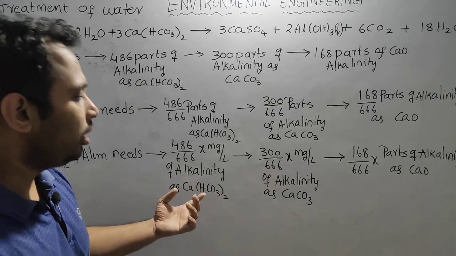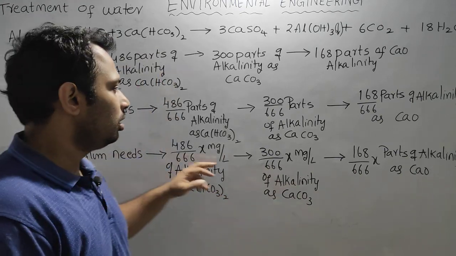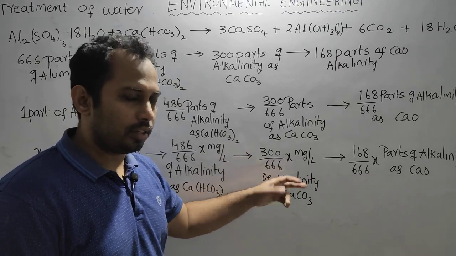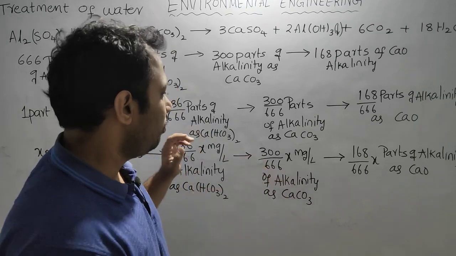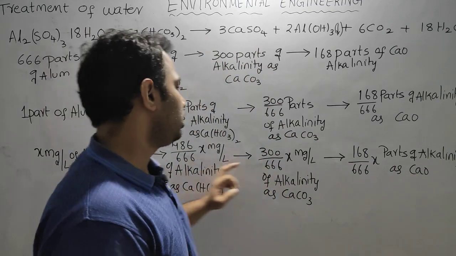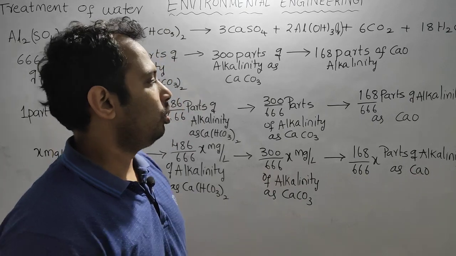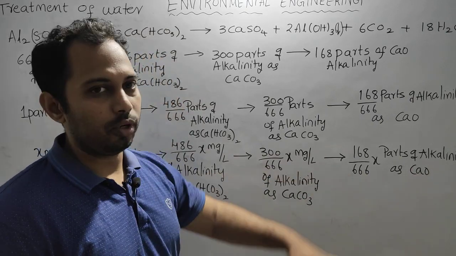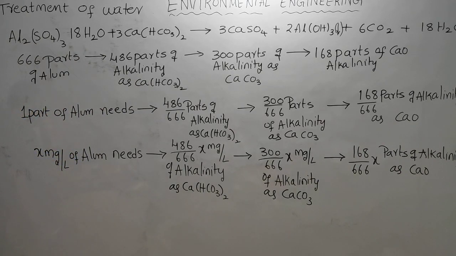Or if you want to add it in the form of CaCO3, then x mg per liter of alum needs 300 by 666 into x mg per liter of alkalinity in terms of CaCO3. Similarly, if we are adding it in the form of lime, then it should be equal to 168 by 666 into x parts of alkalinity in terms of quicklime. Okay, these are the requirements of alum, for the alkalinity requirement of the alum.